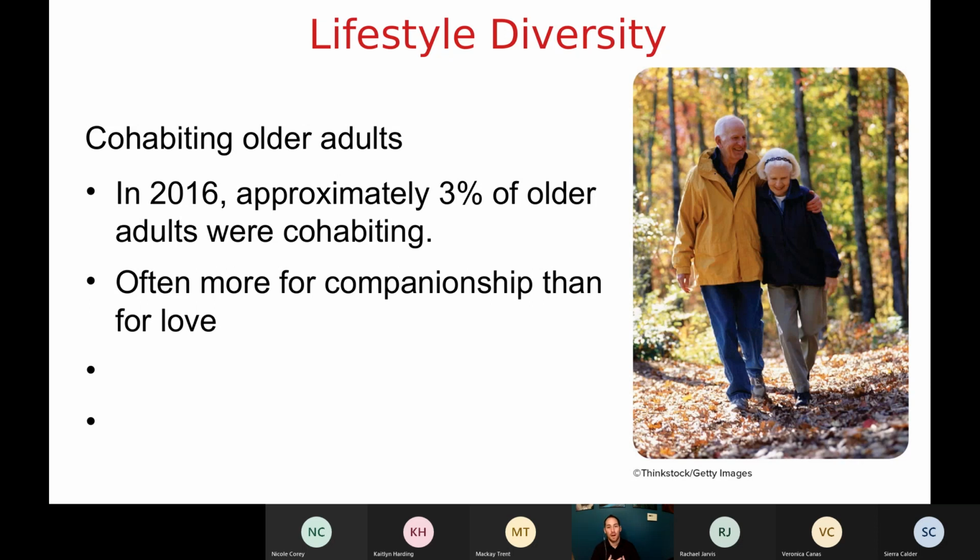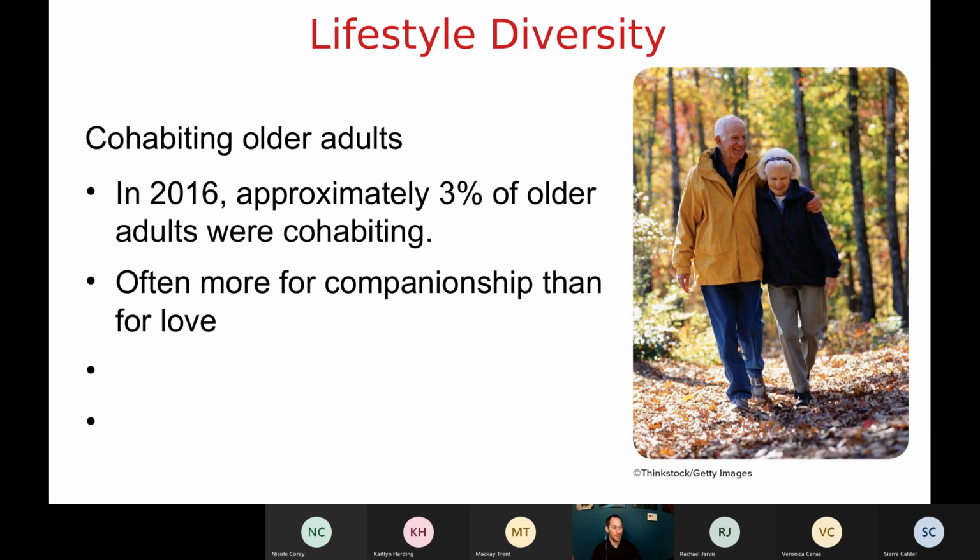So there's now also a lot more research on cohabitation of late adults. Some of these facts are maybe a little outdated, and we'll talk about that. In 2016, approximately 3% of older adults were cohabitating, and the statistics and the interviews suggest that often this is more for companionship than for love.